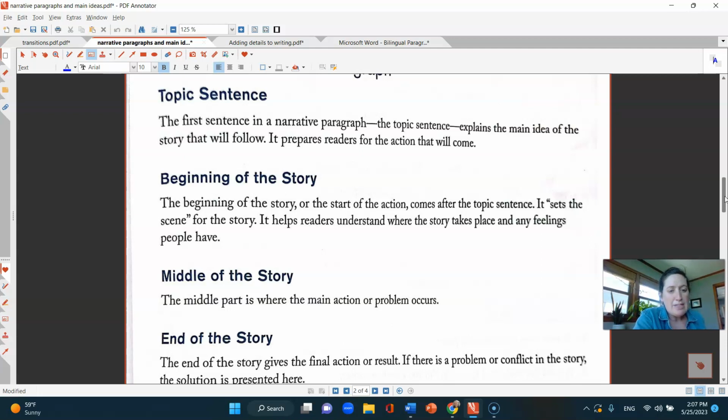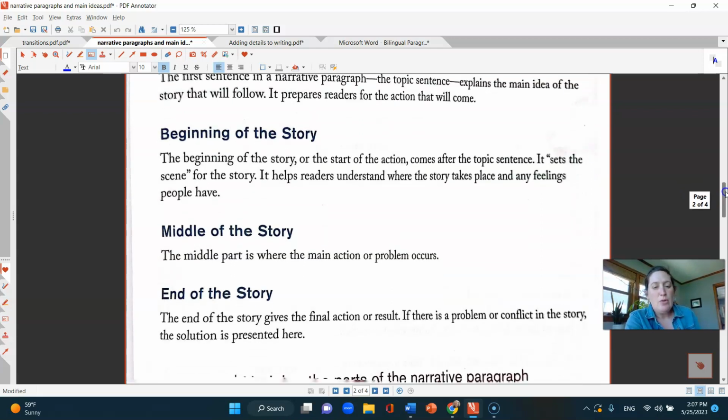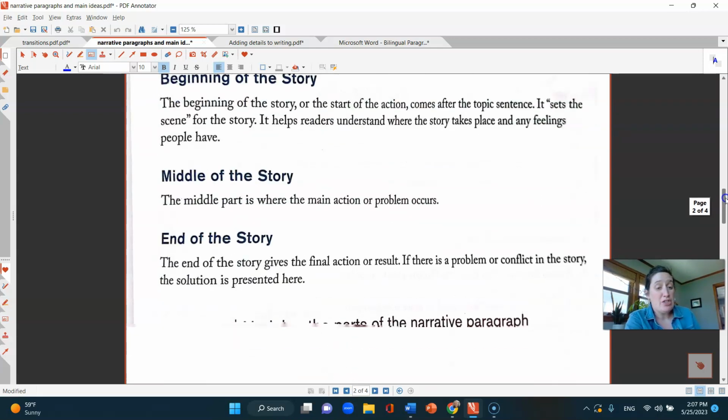The second part is the beginning of the story, where you say where the story takes place, maybe feelings that people have. In the middle of the story, you're going to explain what happened, what's the main action or problem. And at the end of the story, you're going to give the final action or result. And if there's a problem or conflict in the story, the solution would be presented here.